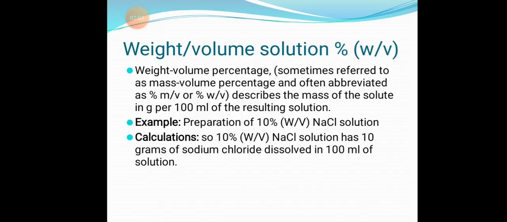Weight by volume solution percentage, W by V. Weight by volume percentage, sometimes referred to as mass volume percentage and often abbreviated as percentage M by V, or percentage W by V, describes the mass of the solute in grams per 100 ml of the resulting solution. Example: preparation of 10% W by V NaCl solution. Calculations: a 10% W by V NaCl solution has 10 grams of sodium chloride dissolved in 100 ml of solution.